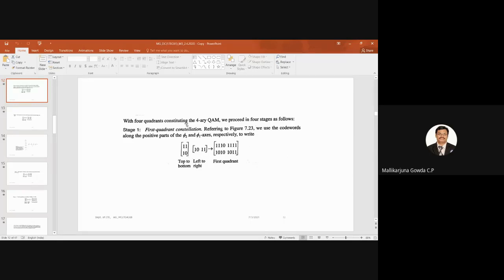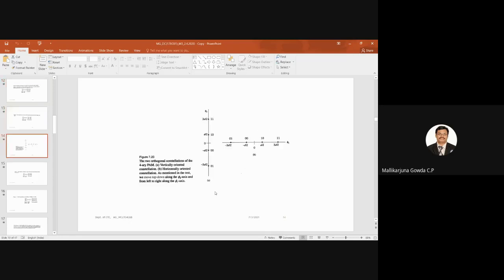With the vertical constellation, we say top to bottom. With respect to the horizontal constellation, we move from left to right. Is this point clear? Left to right, top to bottom. So the vertical constellation is from top to bottom; that is why we say 1110. Horizontal is from left to right; that is 1011. If I multiply those two, I will get the first quadrant message points.